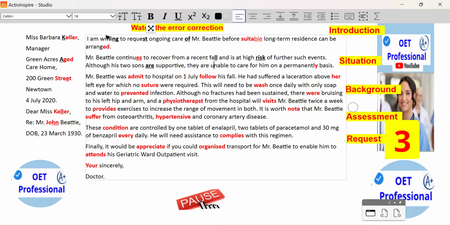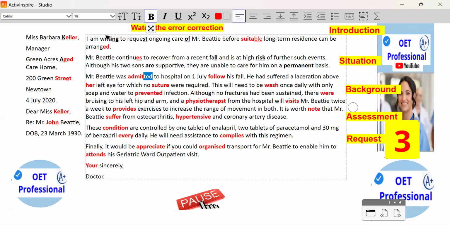They are unable to care for him on a permanently basis. This is an adverb, it should be an adjective, permanent basis. Mr. Beattie was admitted to hospital. Mr. Beattie was admitted to hospital.